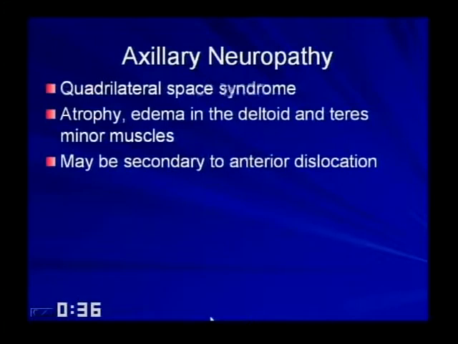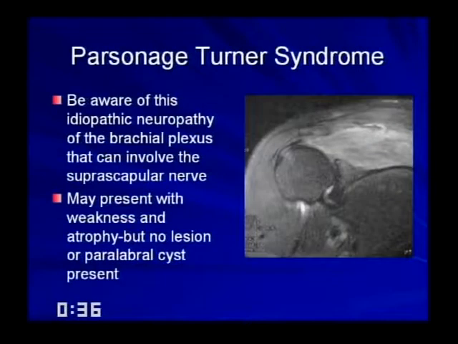Axillary neuropathy, quadrilateral space syndrome, is also something to be aware of. It tends to involve the deltoid and the teres minor. And just to finish up, be aware of idiopathic brachial neuropathy that has no cause. This is really a diagnosis of exclusion. A patient with Parsonage-Turner syndrome looks like they have a nerve entrapment syndrome, but you do the exam on this patient and you see no cause because it's idiopathic.